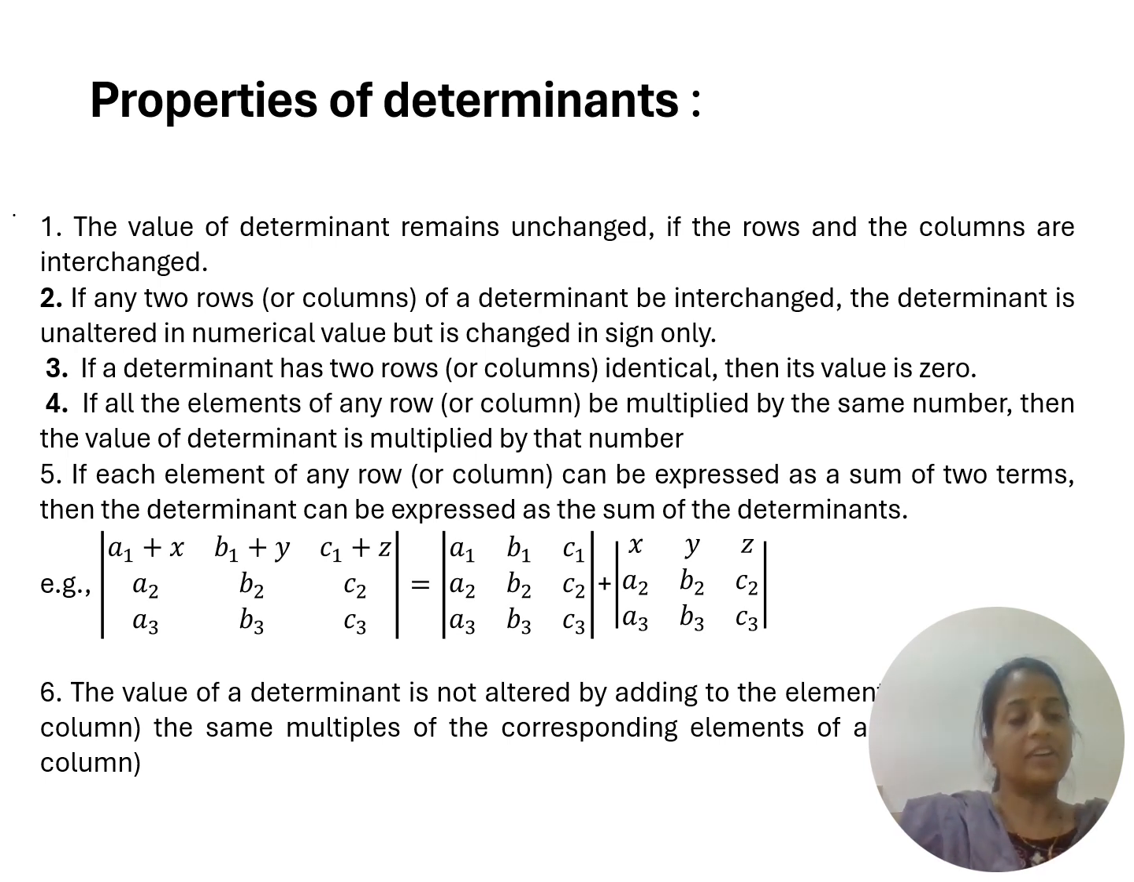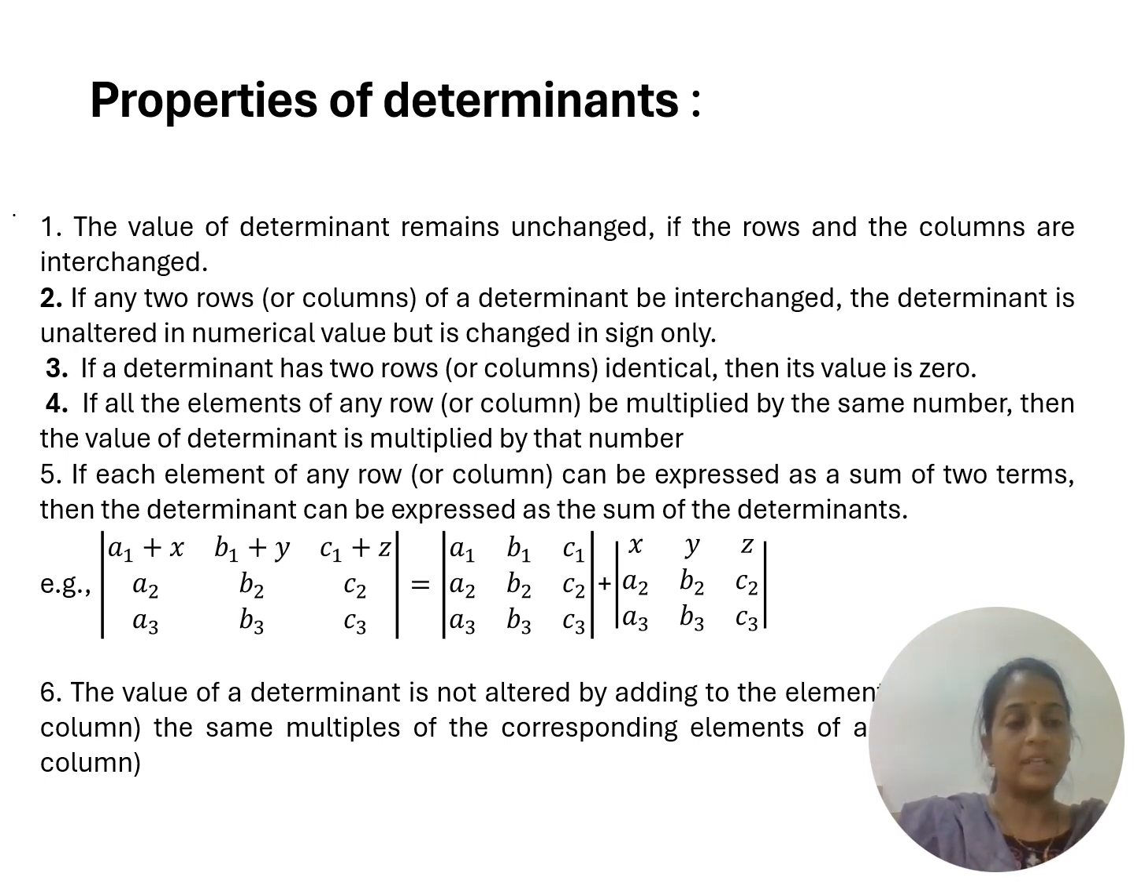Third property is if a determinant has two identical rows, then its value is 0. That means if any two rows or any two columns are the same, the value of the determinant is 0. Fourth property is if all the elements of any row or column are multiplied by the same number, then the value of the determinant is multiplied by that number. That means if we multiply any row by 3, then the answer is also multiplied by 3.